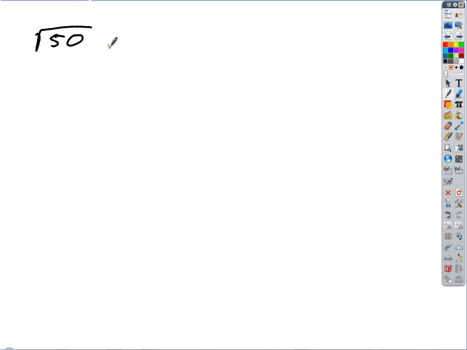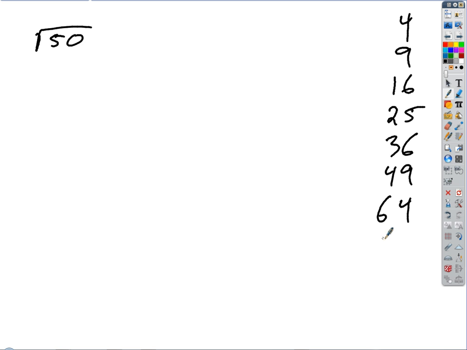Is 50 a perfect square? No, and we all know what perfect squares are, right? So let's make a list over here we can refer to of perfect squares. What's the smallest perfect square? 2 squared is 4. So 4 is the smallest perfect square. That's 2 squared. Next would be 3 squared, 4 squared, 5 squared, 6 squared, 7 squared, 8 squared, 9 squared, 10 squared, and let's just stop it there for now. Okay, so there's a list of perfect squares.